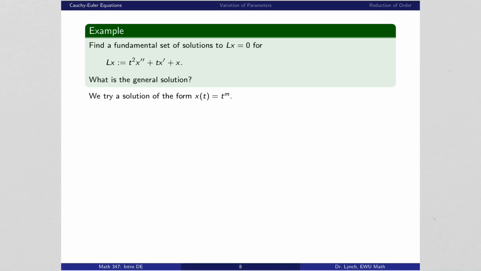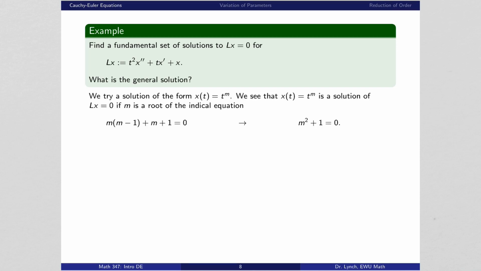Solutions to the associated homogeneous differential equation Lx equals 0 for the differential operator t squared x double prime plus tx prime plus x, where, again, this is a Cauchy Euler differential operator. So recognizing the Cauchy Euler form, we'll go ahead and try a solution of the form t to the m. And when we try a solution of the form t to the m, this time we'll just go ahead and jump straight to the indicial equation.